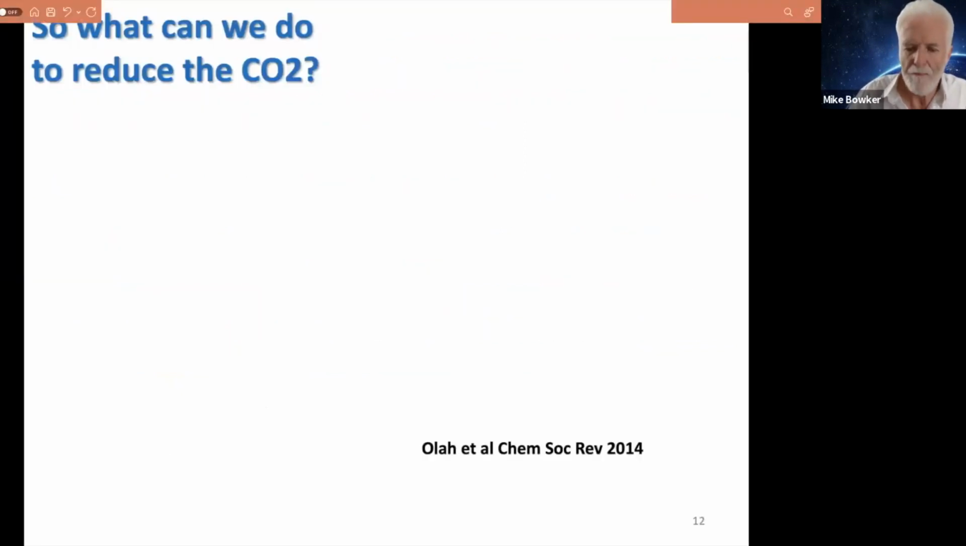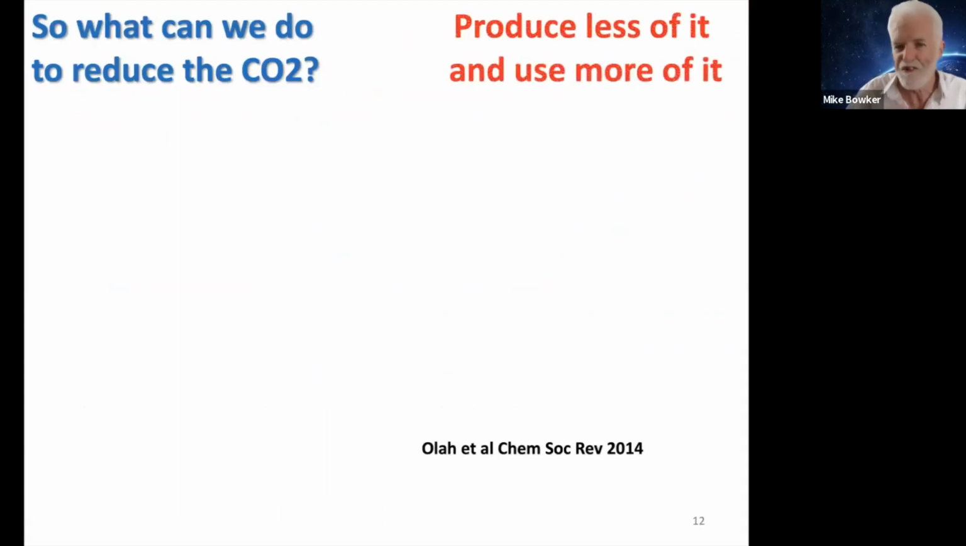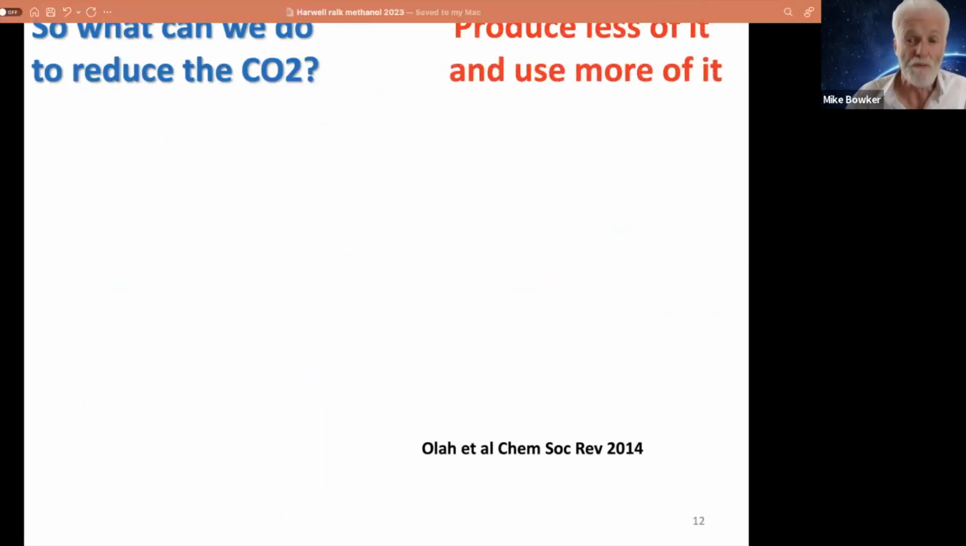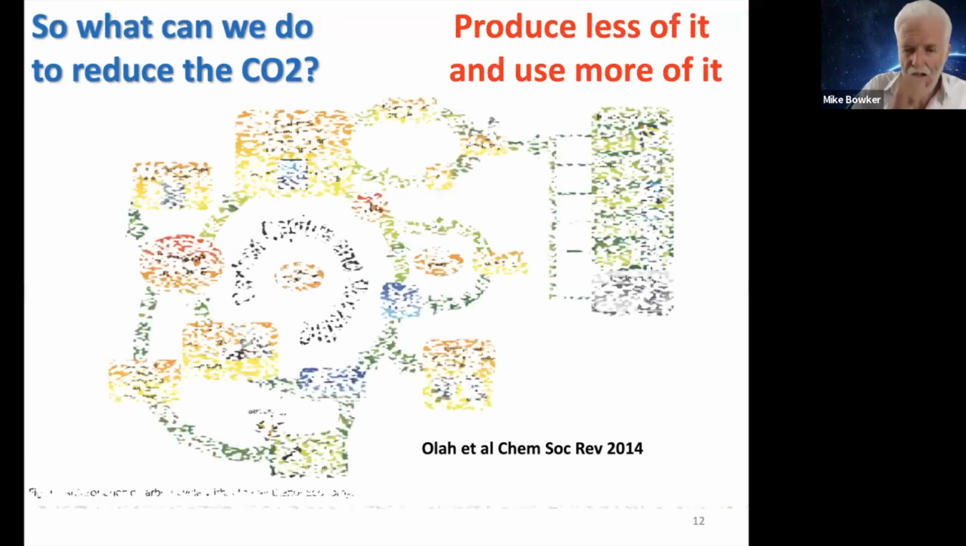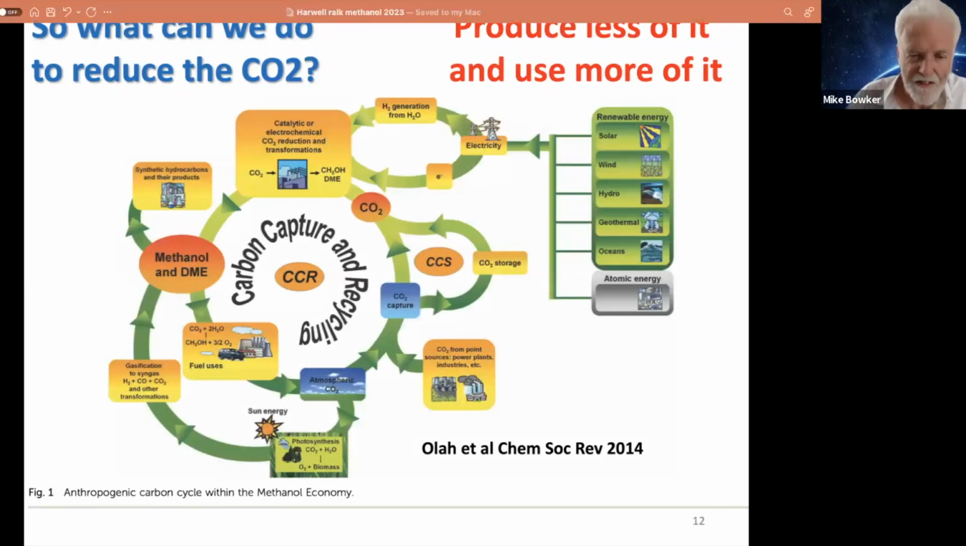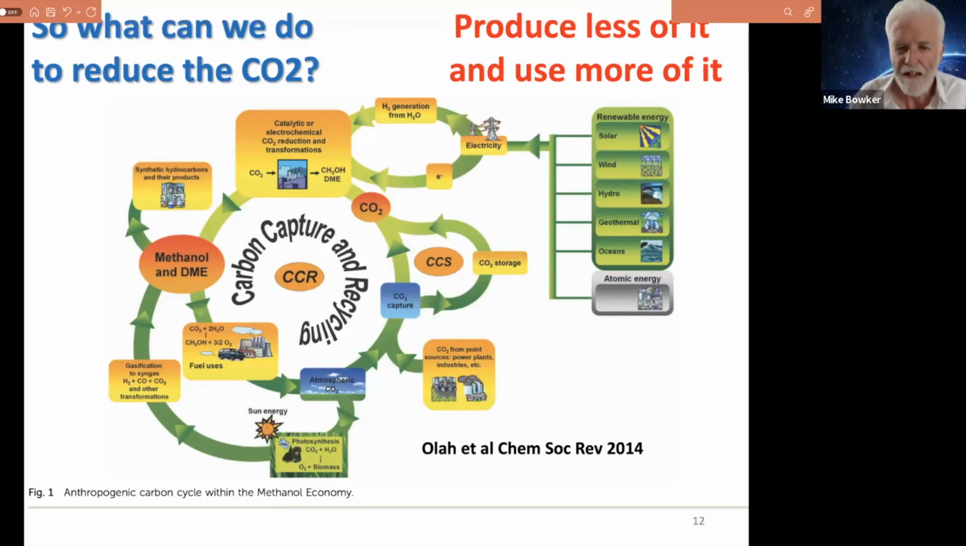So what can we do about reducing the CO2? Well, obviously, we should make less of it, and we should use more of it if we possibly can. And there are many schemes like this in the literature. This is one by George Olah in Chemical Society Reviews for what we can do with CO2 and renewable hydrogen. The hydrogen comes from renewable energy of various forms: solar, wind, hydro, geothermal. For the UK, it's wind. There are calculations that show wind power is much more efficient for generating hydrogen than is solar photovoltaic.